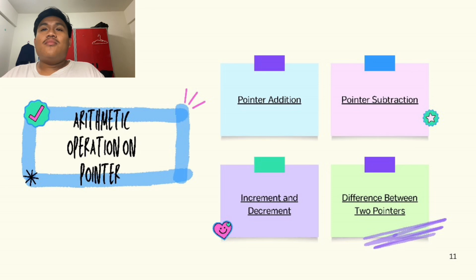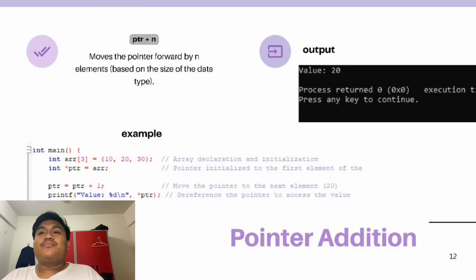Arithmetic operation pointer. In arithmetic operation pointer, we have 4 types, which are pointer addition, pointer subtraction, increment and decrement, and difference between two pointers. Firstly, pointer addition. ptr plus n is the term that we use for pointer addition. ptr plus n means move the pointer forward by n elements based on the size of the data type.